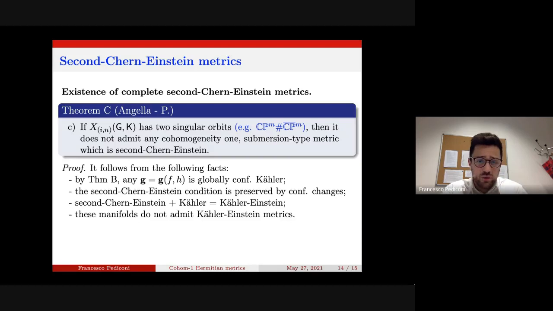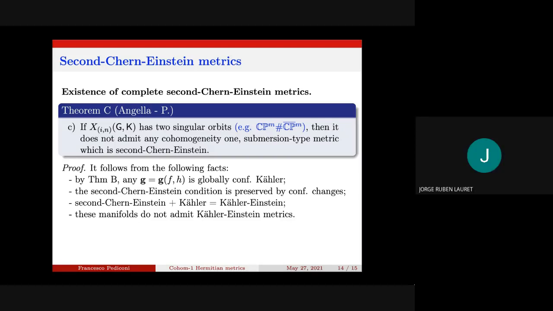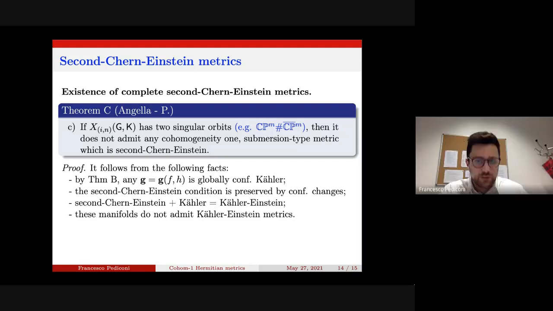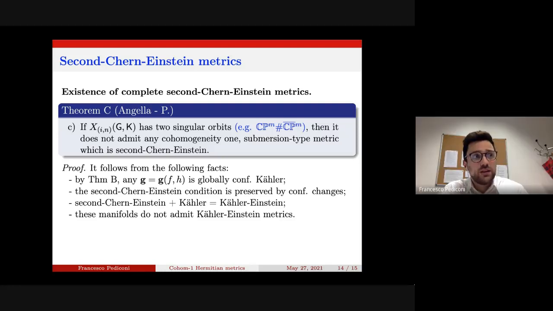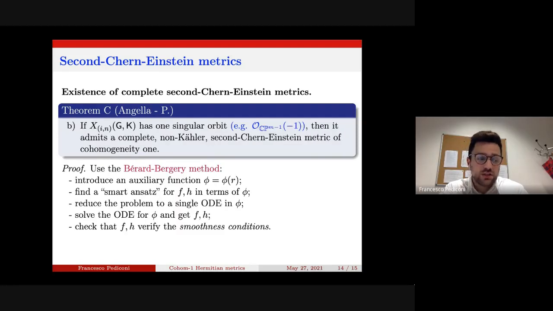Francesco, in the last case, with one singular orbit, you also had that it was globally conformally Kähler. Yes, but the point is that in this case the manifold is non-compact. So the metric that you get with the conformal change in general is not complete.